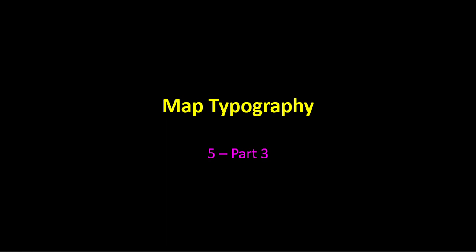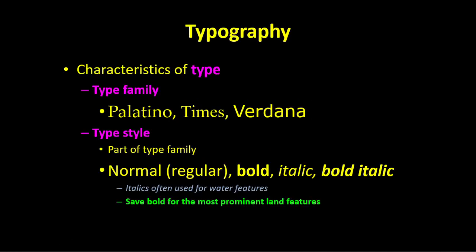There's a lot of text that we add to the maps, whether as labels or map elements, so let's talk about that here in part 3. And once again, fleshing out some key terms. And so, characteristics of type. First off, we have type family.